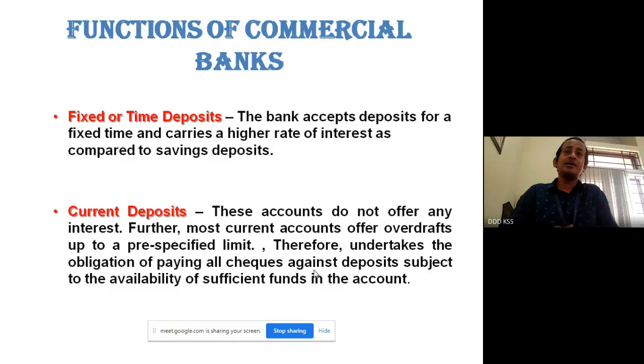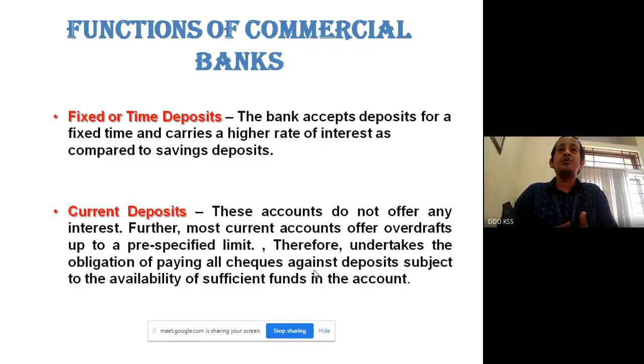Then current deposit. Current deposits are those accounts that do not offer any interest. Further, most current accounts offer overdrafts up to a pre-specified limit. Therefore, the bank undertakes the obligation of paying all checks against the deposits subject to the availability of sufficient fund in the account.